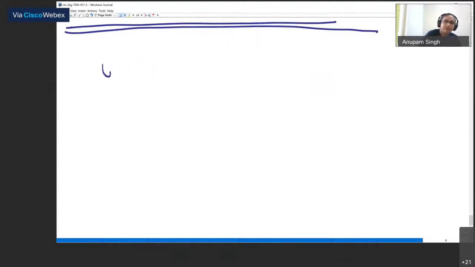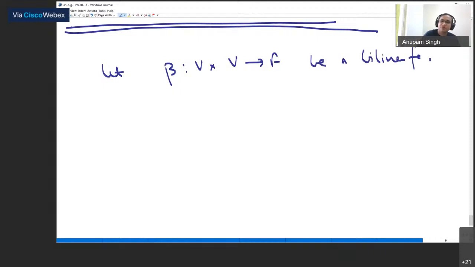So let beta from V cross V to F be a bilinear form. We will always assume non-degenerate. From here onwards, we always assume beta is non-degenerate.